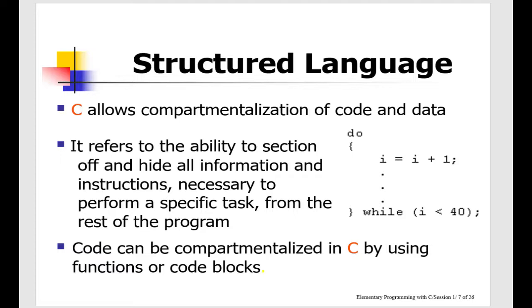Compartmentalization refers to the ability to section off and hide all information and instructions necessary to perform a specific task from the rest of the program. In a given room, you are really not aware of what is happening in the other rooms. So that is what is offered by C. Code can be compartmentalized in C by using functions or code blocks, which we'll be looking at later.